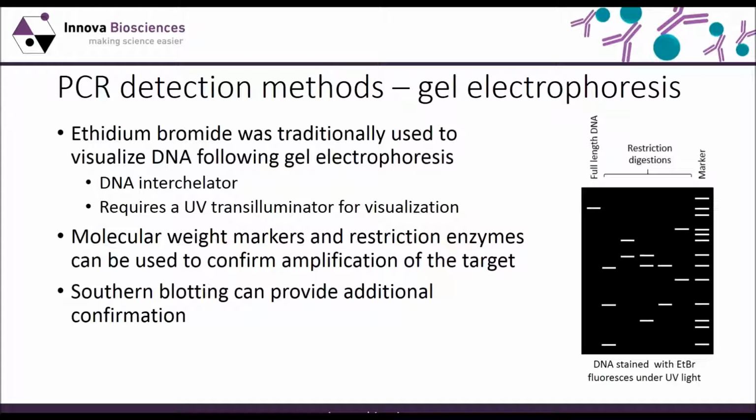Restriction enzymes, which digest at sites within the amplified sequence, can be used to provide further confirmation that the specific target has been amplified. The DNA fragments can also be assessed by Southern blotting, a process which requires the DNA to be transferred from the gel to a membrane. It's then detected by hybridization with labeled sequence-specific probes.